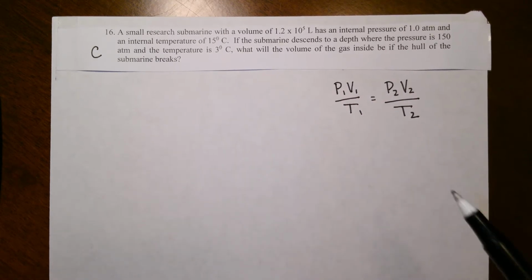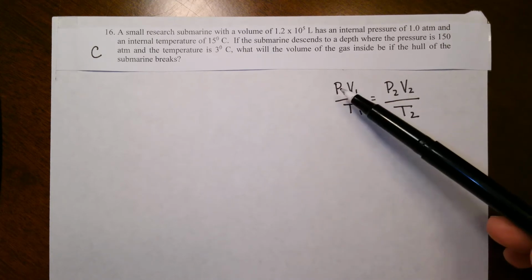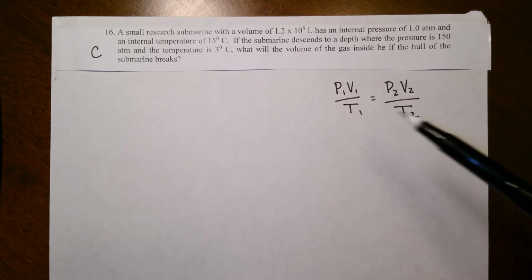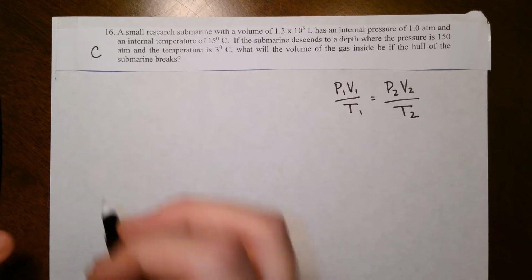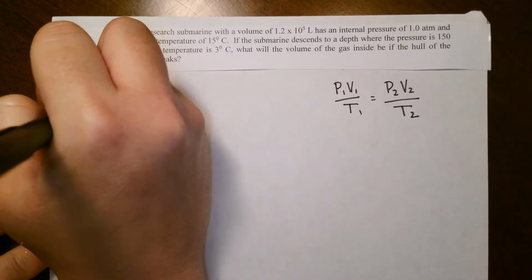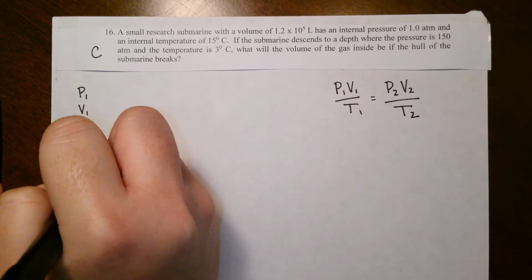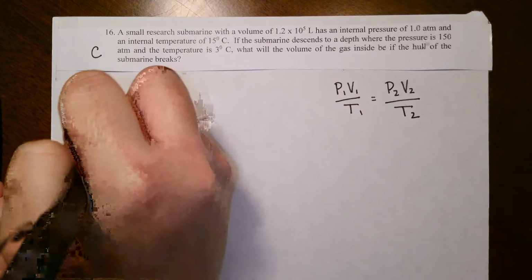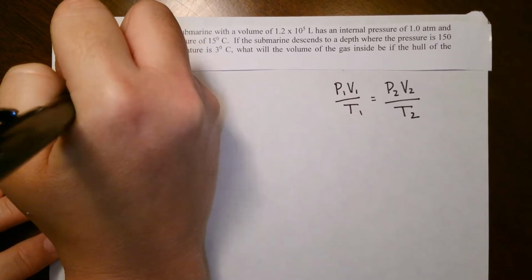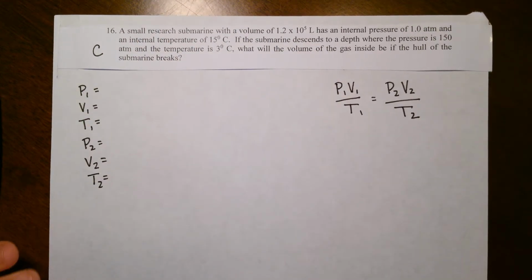So for this one, it mentions all of those different variables. So we have pressure, volume, and temperature, which means that we have to find all those volumes. So the first thing we should do is set it up, lay them all out, and go ahead and pull them from the problem.